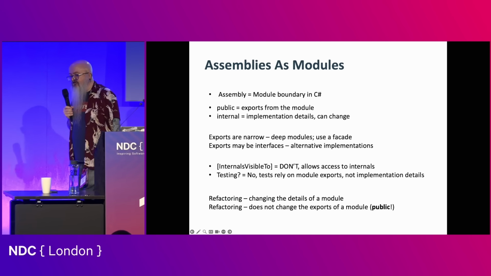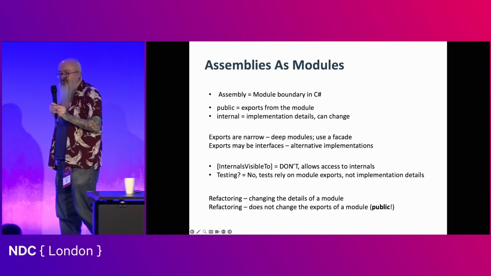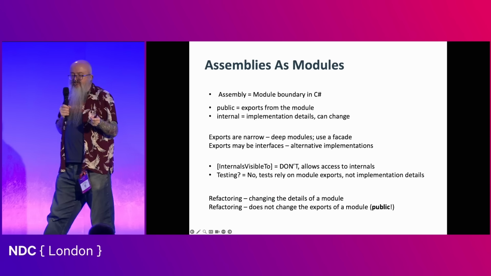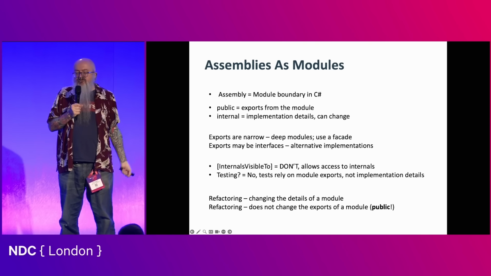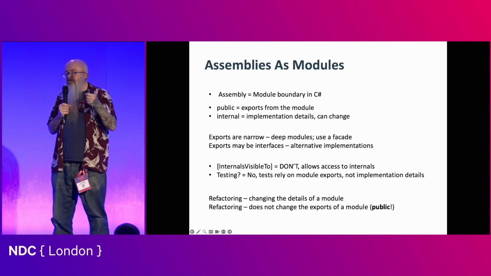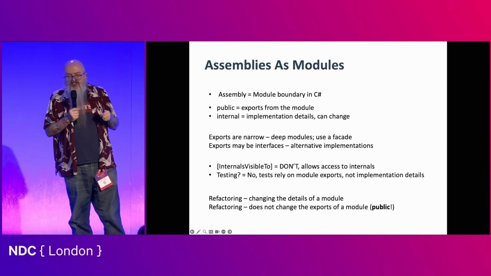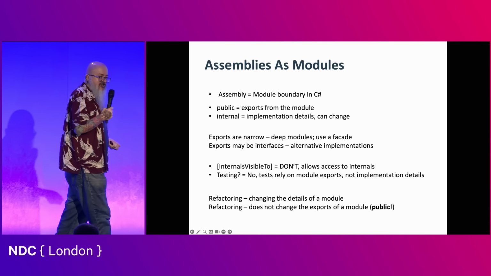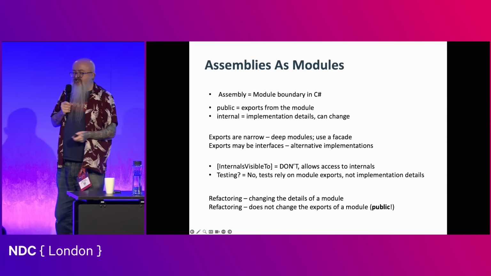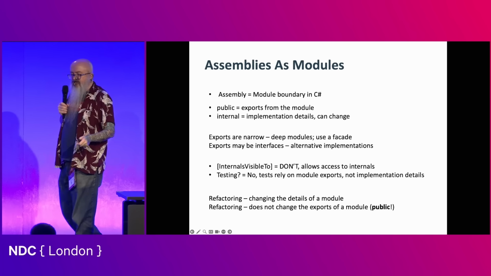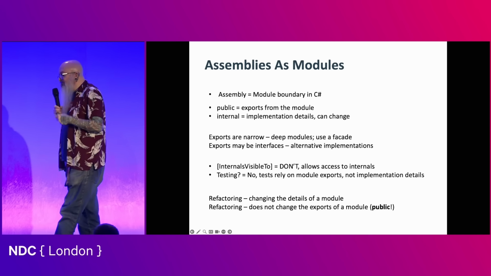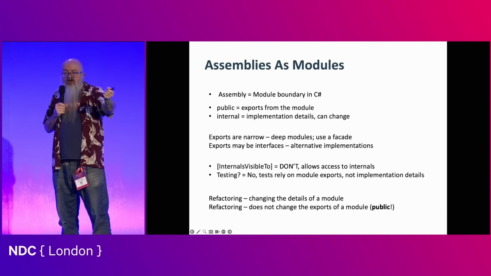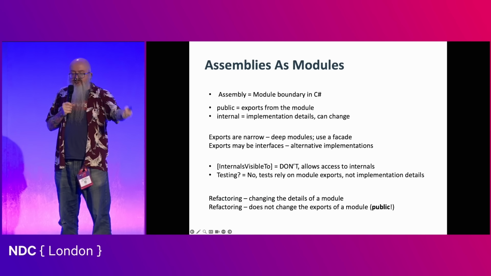All right, so a bit of review. The assembly is the module boundary in C#. Public access modifiers indicate exports from your module. Internal is an implementation detail of your module, which can change. It should not have tests against it, right? It is a detail which you can refactor easily. Your export should be a narrow, deep module, using some kind of facade that represents the overall thing that's happening inside.